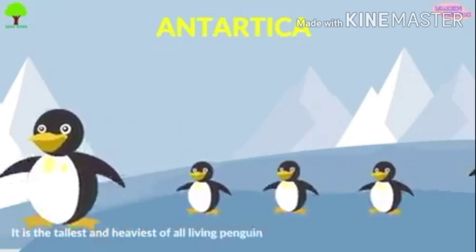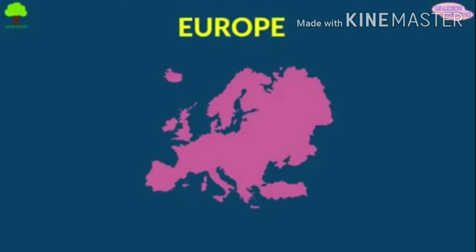Now, Europe. Europe is actually connected to the Asian landmass and hence the whole landmass is called Eurasia. It is bordered by the Arctic Ocean in the north, the Mediterranean Sea on the south and the Atlantic Ocean on the west. Totally 3 oceans and seas in Europe. What are they? Arctic Ocean in the north, Mediterranean Sea on the south and the Atlantic Ocean on the west.